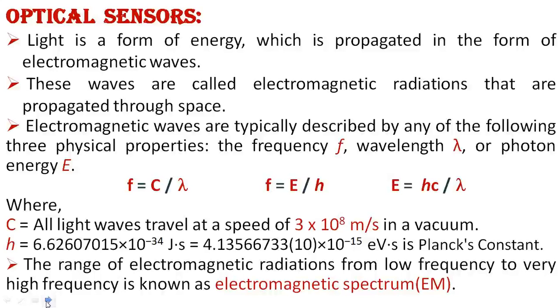H is the Planck constant, 6.626 × 10^-34 joule-second. The range of electromagnetic radiation from low frequency to very high frequency is known as the electromagnetic spectrum.